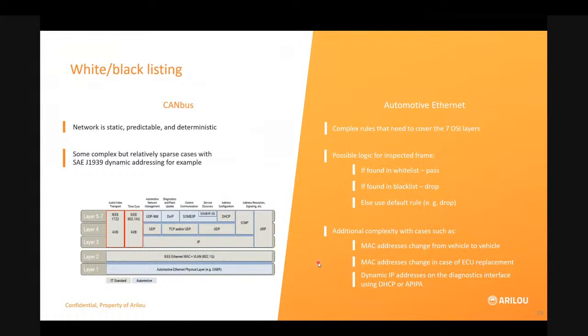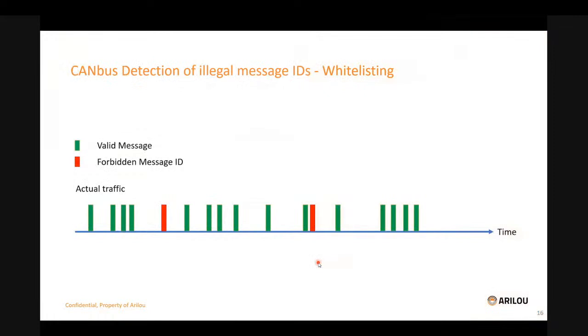Let's take a look at some of those cases. With CAN, it's quite simple. You have valid message IDs, so all the green ones are in the set of valid message IDs, and suddenly we have a message ID which is not allowed on the bus.